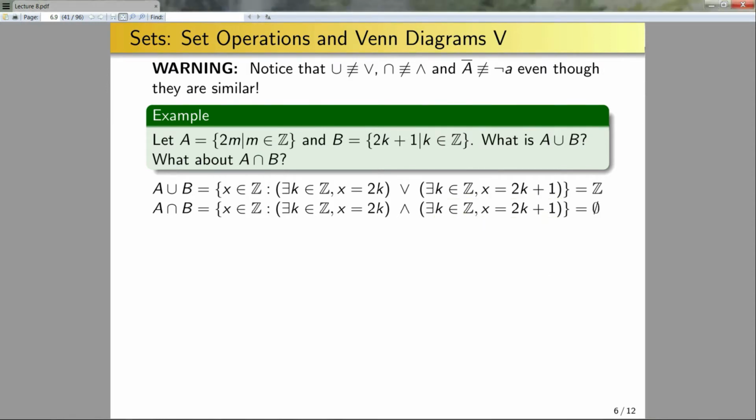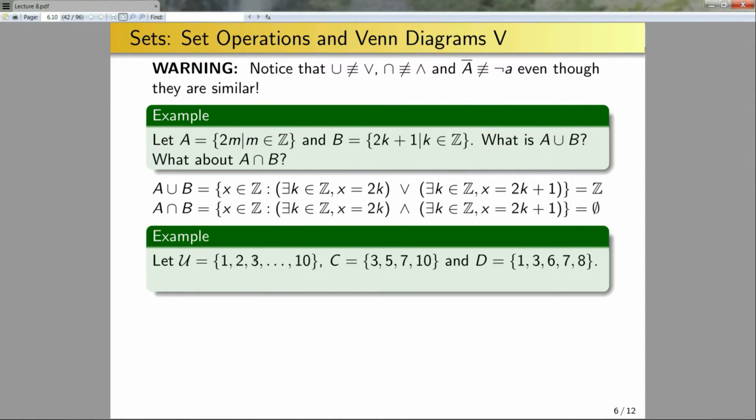Okay, let's look at another example. Let U be the set of all the integers between 1 and 10. Let C be the set containing 3, 5, 7, 10. And let D be the set containing 1, 3, 6, 7, 8. Calculate C minus D bar. So I'll give you a second to do this.